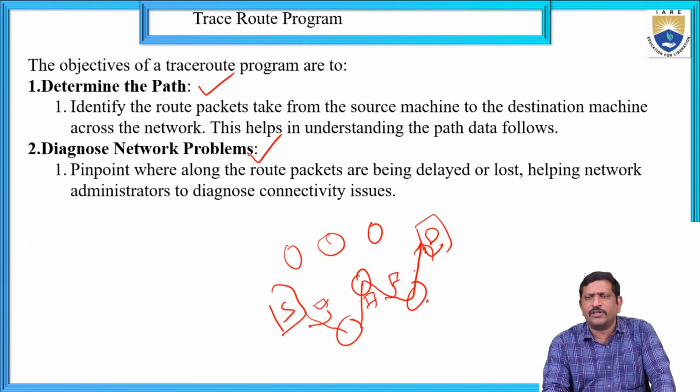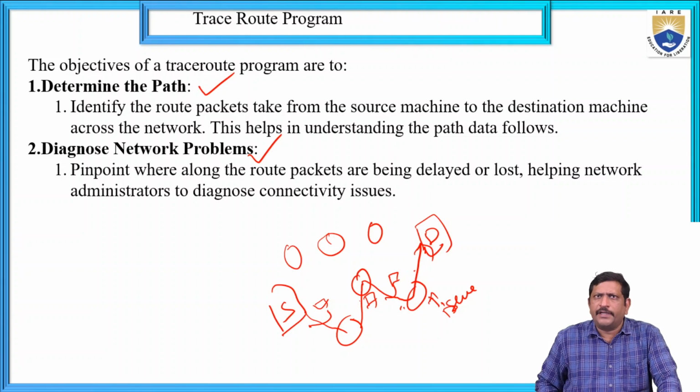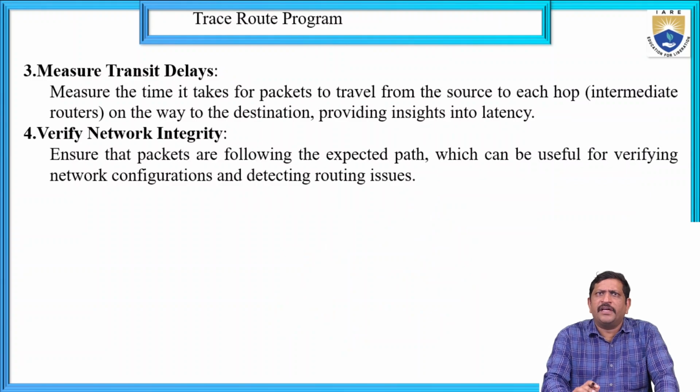If any packet is lost, or if any router is damaged or has issues, this helps the network administrator diagnose and identify network problems. So the connectivity issues can be determined, and it can measure the transit delay.